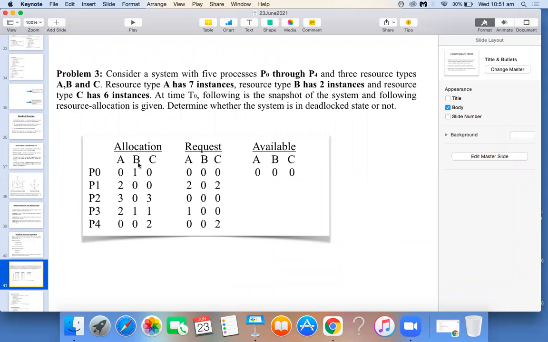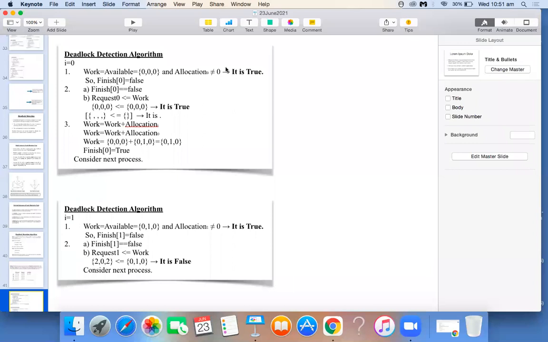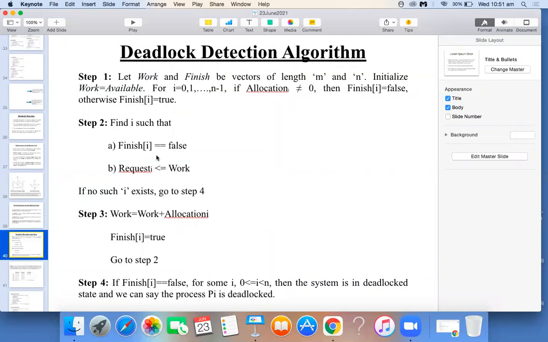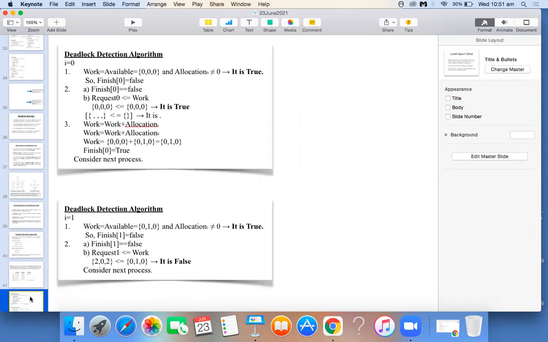0, 1, 0. That is allocation value of process P0. So is it not equal to 0? Yes, it is not equal to 0, so it is true. Then make finish of 0 is equal to false. That is what is given in your algorithm: if allocation of I is not equal to 0, then make finish of I is equal to false. So we have made finish of 0 is equal to false. Then go to step number 2.